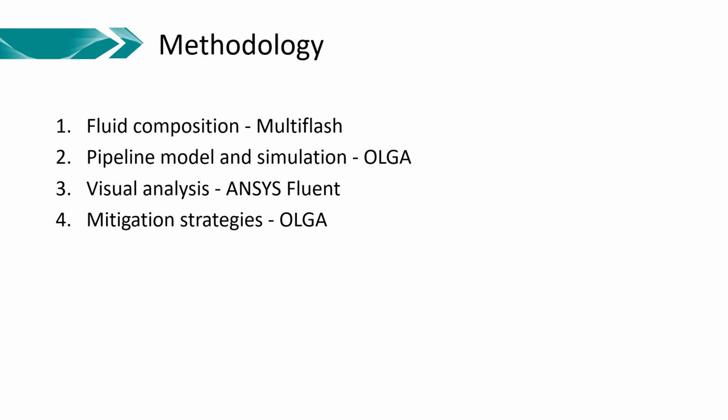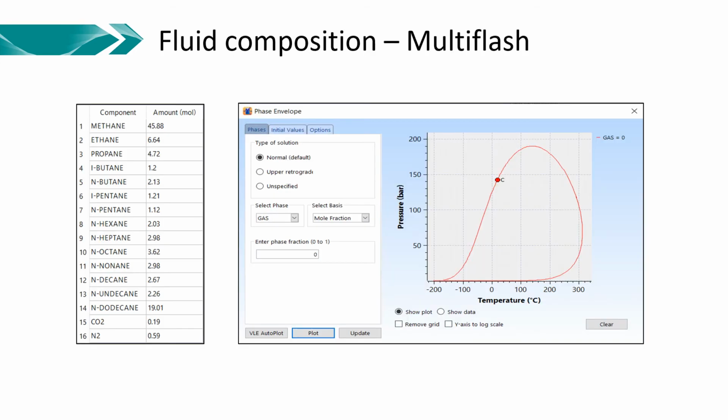For the methodology of this project, we first defined the fluid composition within the MultiFlash software, where we then exported the file into OLGA to define our flow parameters. We then created a pipeline model from the given case study, and we ran the simulation for 2 hours. We then validated the results using visual analysis through ANSYS Fluent by using CFD simulation. And lastly, we provided the mitigation strategies using OLGA software.